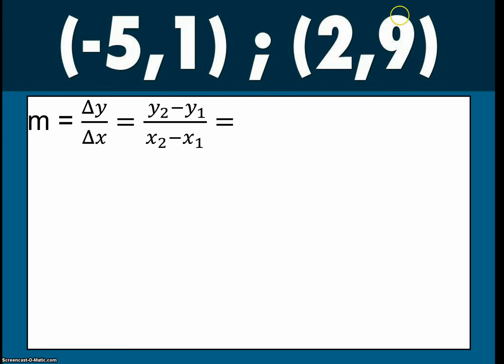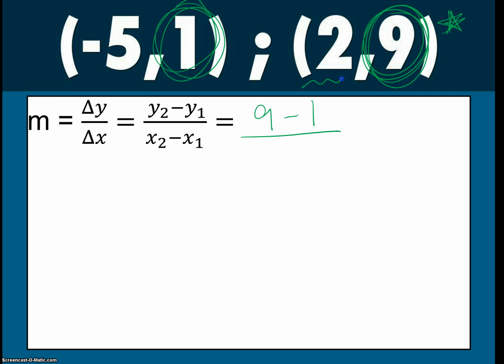Next example, I'd always start with my y values. So I have a 1 and a 9. You can either do 1 minus 9 or 9 minus 1. I'm going to start over here and do 9 minus 1 over. Have to always make sure your ordered pairs stay together. So the 9 and 2 always have to be lined up. 2 minus, and in this case, a negative 5. When you subtract the negatives, it's the same as adding the opposite.